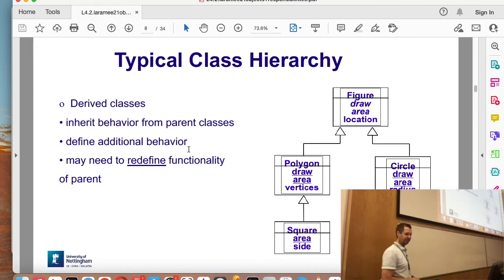Here's a typical class hierarchy. You all are familiar with this by now, I think. So here's a class called figure, and it has the methods draw, and it knows its area and its location. And then we have child classes, polygon, that inherits the draw and area. And there's a new responsibility here called vertices, circle, square, and so on, right? So you've all seen this before, so I won't talk about this very long.